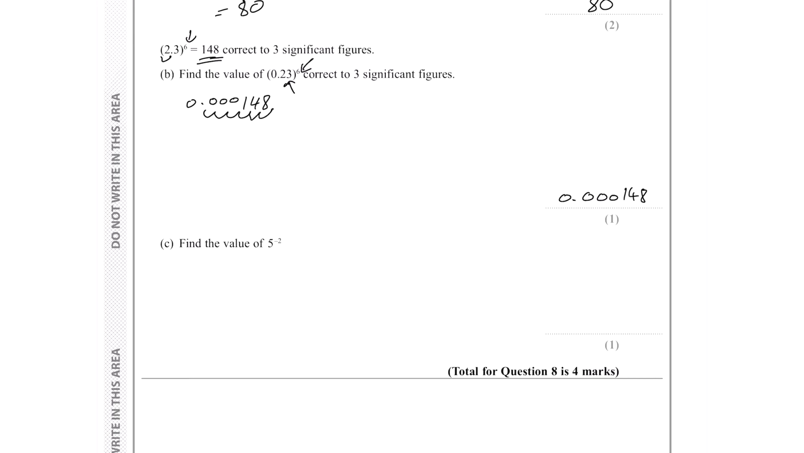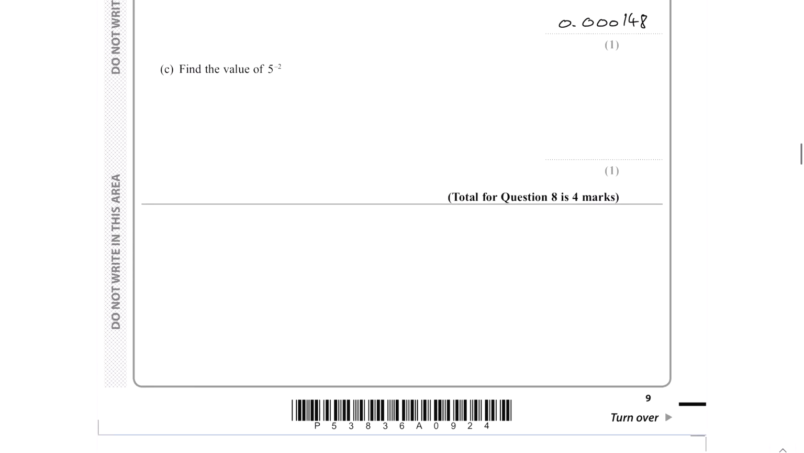Now, whenever you see a question with a negative indice, you can get rid of the negative indice by writing 1 over. So if I write this same thing again as 1 over, now it's a positive indice. And now I can solve that as 1 over 25.